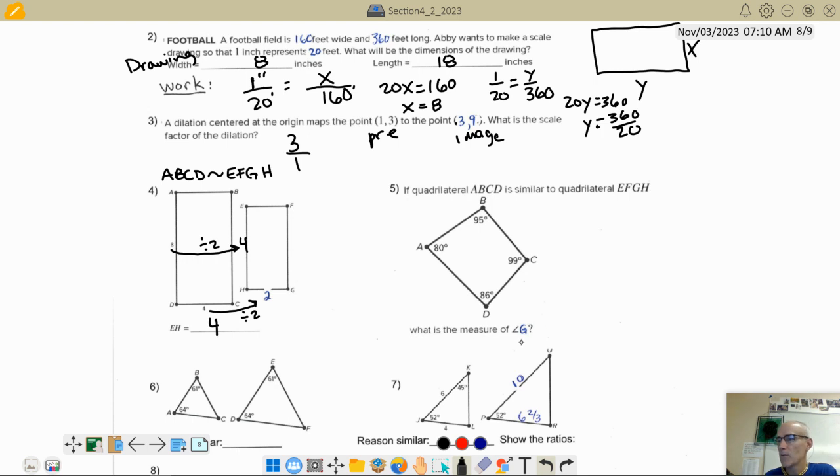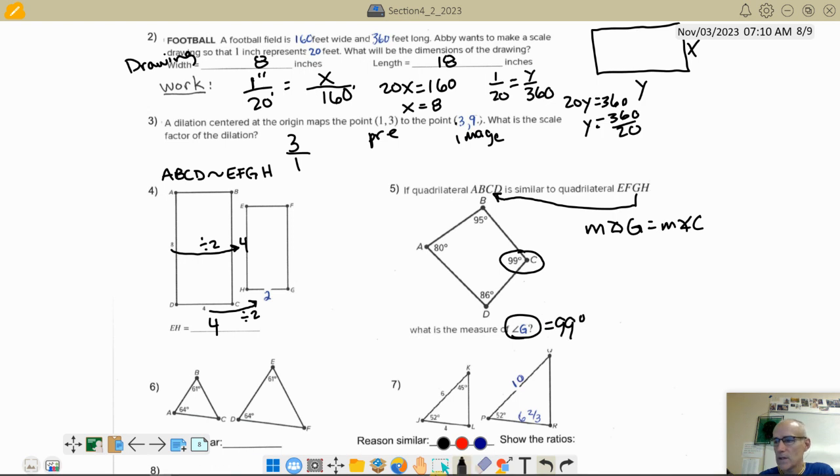It says, hey, how big is angle G? Well, G is the third letter. So we've got to match it up with the third letter right over there, C, right? The measure of angle G is equal to the measure of angle C. So where's angle C? 99 degrees. All right.